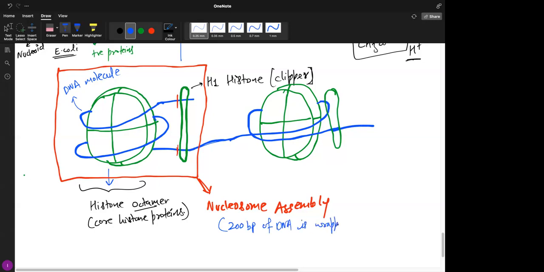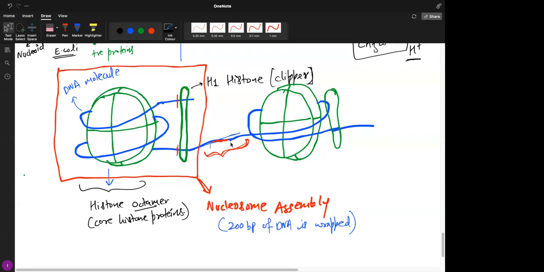So one nucleosome can wrap 200 base pairs of DNA in it. Similarly, if there are, let's say, 20 nucleosomes, you have to do 200 into 20. Plus, you also have to add this free region. This is called the free DNA. Any gene that falls in this region is active. It can't get silenced in this kind of packing.